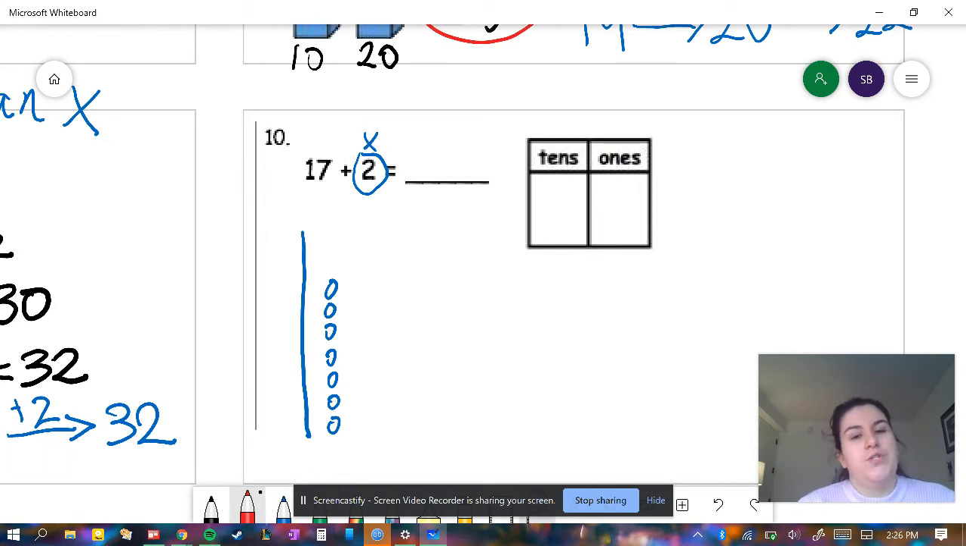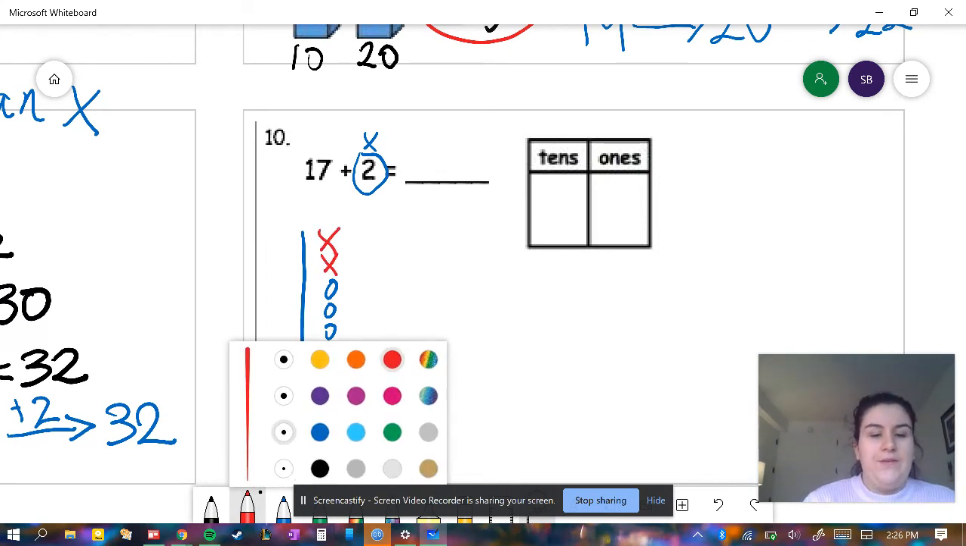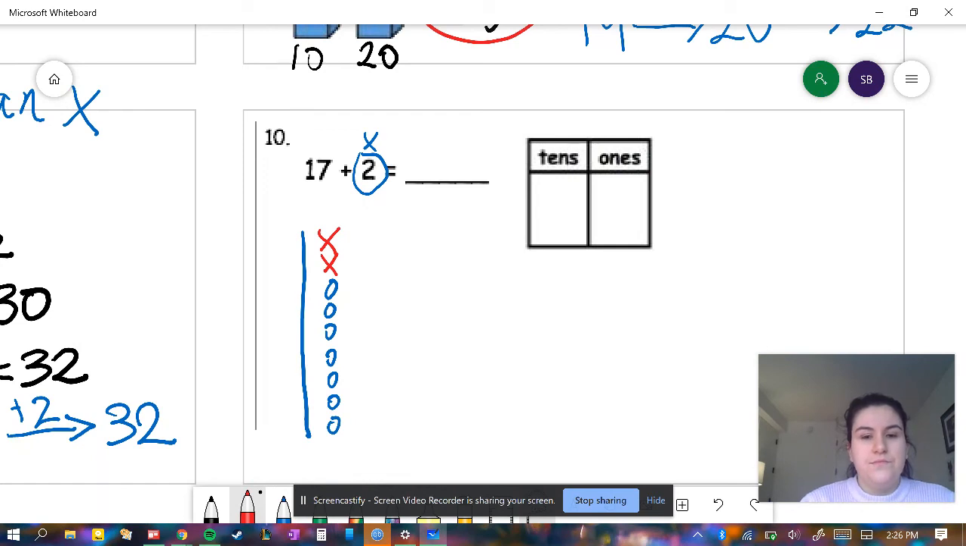Where can I put the 2? Can I add it onto my 7 ones? Yeah, I can. But how many do we have now? Yeah, now we have 9 ones here. Can I draw a line down the middle? No, I can't. That's right. I can't do that because we only draw a line down the middle when we make a 10.